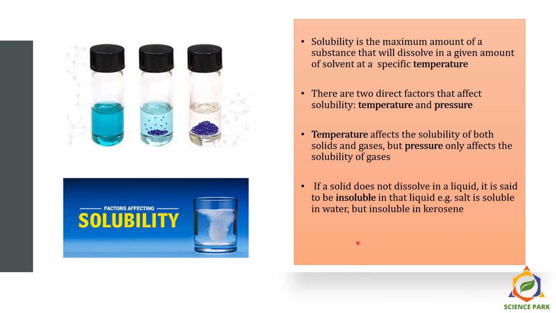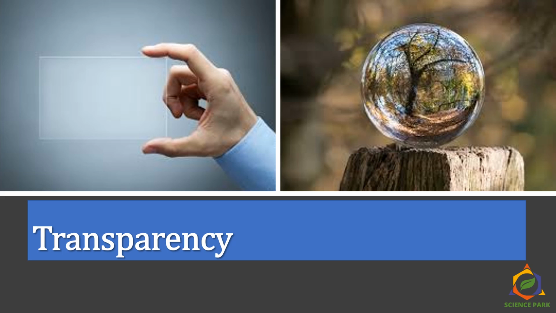If a solid does not dissolve in a liquid, it is said to be insoluble in that liquid. For example, salt is soluble in water, but salt is insoluble in kerosene. Do it and observe yourself. When we can look through a substance and see things on the other side, then that substance is called transparent. This property of the substance is called transparency.